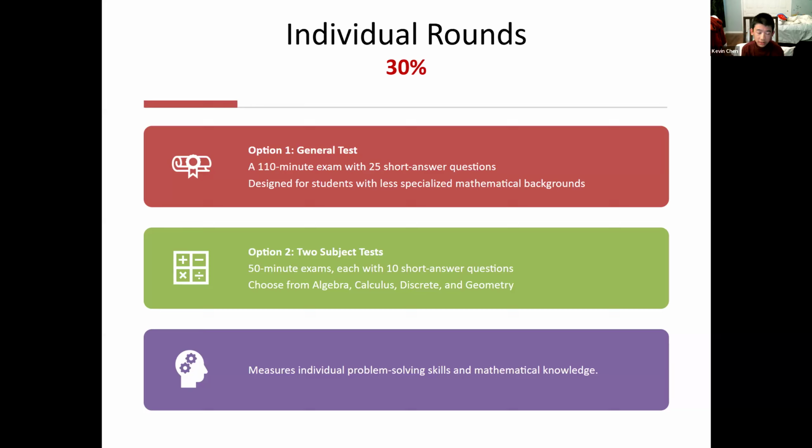Well, since the general test is easier, however much you score on the general test, it's multiplied by 60% to balance out the scores in the general test and subject test. So for example, if someone got a 25 on the general test, that only counts as a 15. So that's less than someone who gets 2 8s on the algebra and calculus rounds, for example. And the individual rounds are meant to measure individual problem-solving skills and mathematical knowledge.